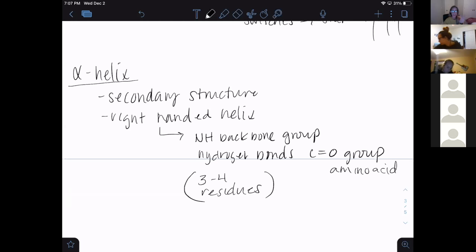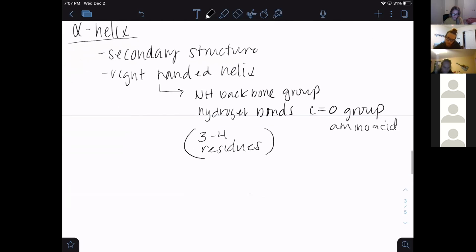Okay. Any questions on that particular question? Any questions on that question? A question with the 3 to 4 residues. What's happening every 3 to 4 residues? That's just how far apart those bonds are. They're going to go every 3 to 4, so in between, then they'll do another one. And so those do run in opposite directions. Okay. The biggest takeaway: no R group involvement.